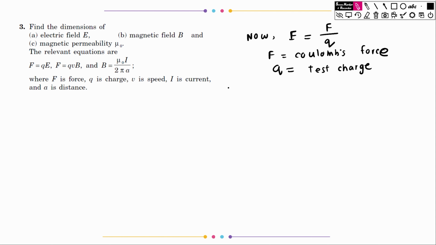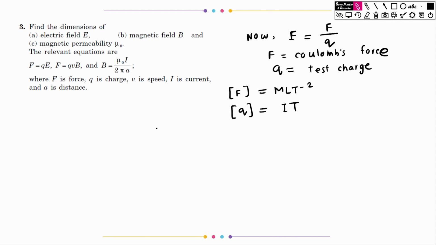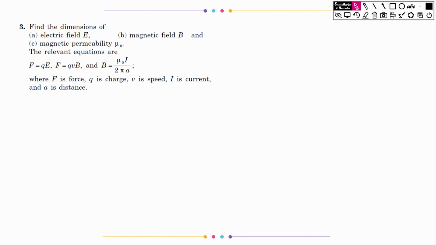So on the right hand side, first we have force, and we know force is denoted by m L t to the power minus 2, and then comes the charge Q. If you remember our second video, there we derived the dimensional formula for charge, which is nothing but I into T. Therefore, altogether we can write the dimension of electric field E is equal to m L t to the power minus 2 divided by I T. So rearranging, we can write m L t to the power minus 3 I to the power minus 1.